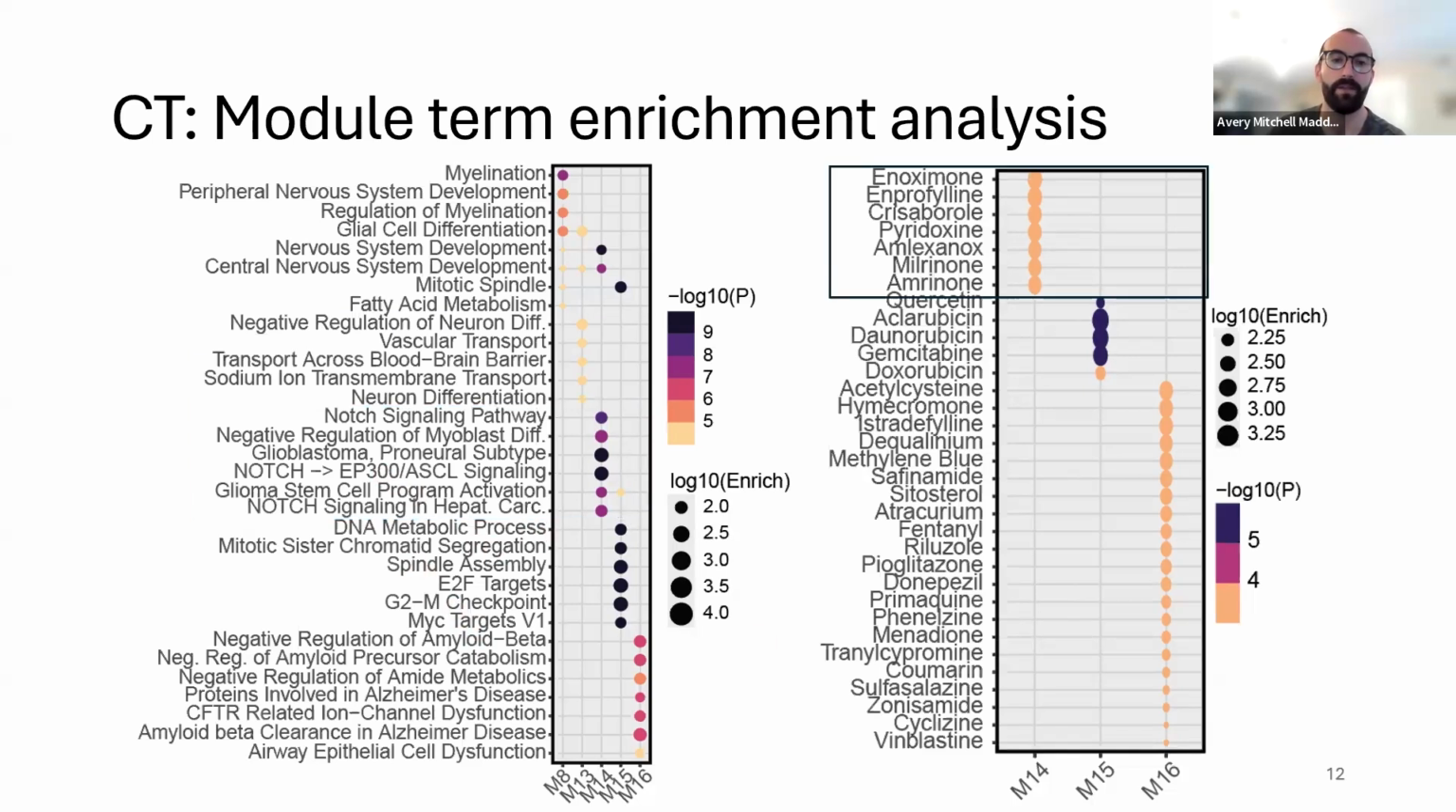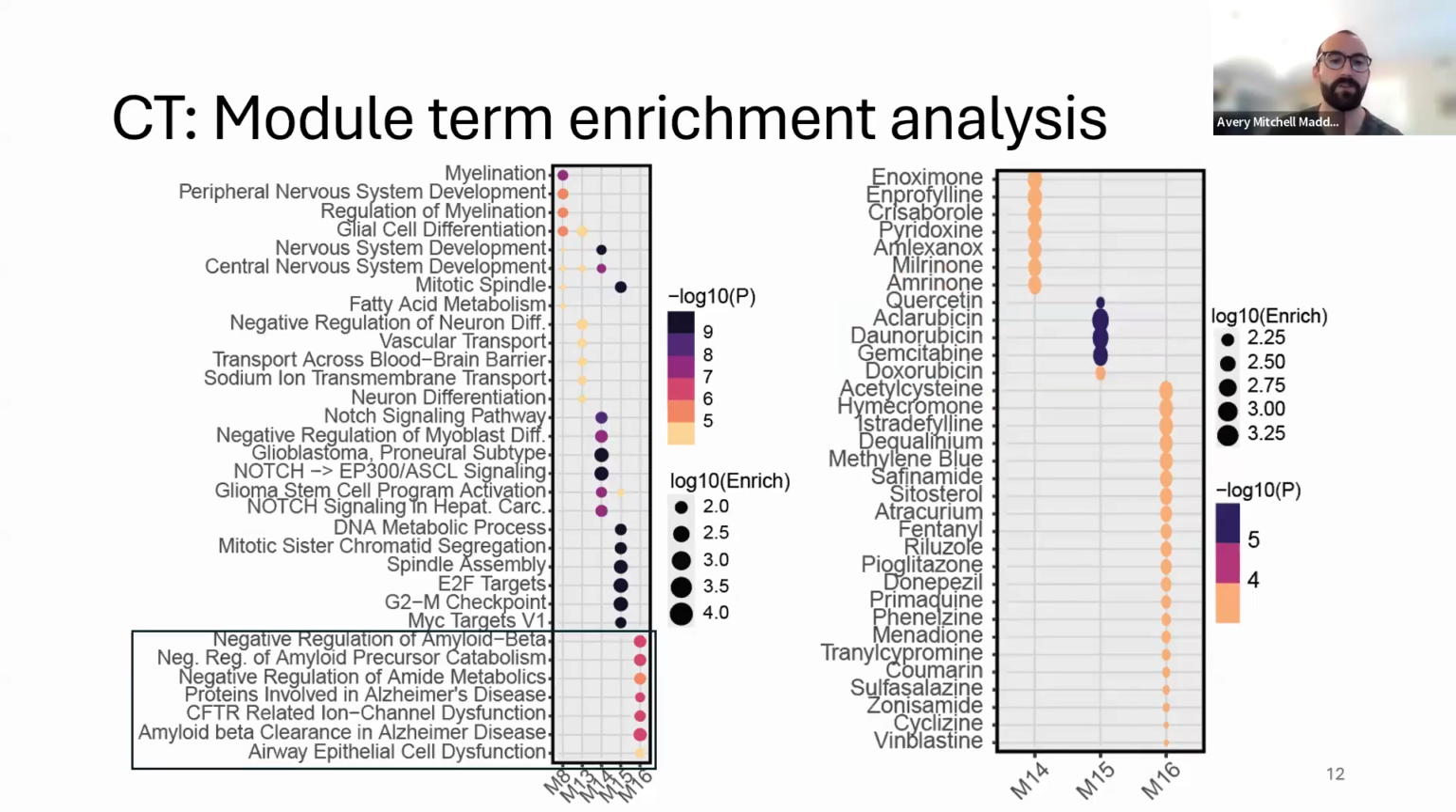Another interesting thing about M14 is that when we look at enrichment for drug targets, we see it's a target of 3 PDE inhibitors: enoxamone, milrinone, and amrinone. Looking at module 15, we see it's related a lot to mitosis-related pathways. And interestingly, it's a target of several chemotherapeutic agents, as well as the antioxidant supplement quercetin up here.